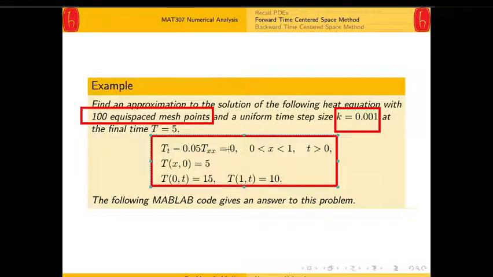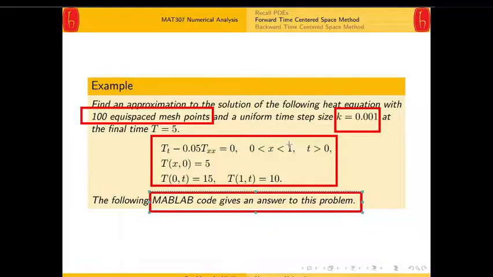This is very similar to the one we just solved. Also here the initial temperature will be equal to 5, and at the left end point the temperature is equal to 15, and at the right end point the temperature is 10. So we need to solve this PDE, this heat equation, to get the temperature at time t equal to 5. Okay, so the Matlab code is given for that.